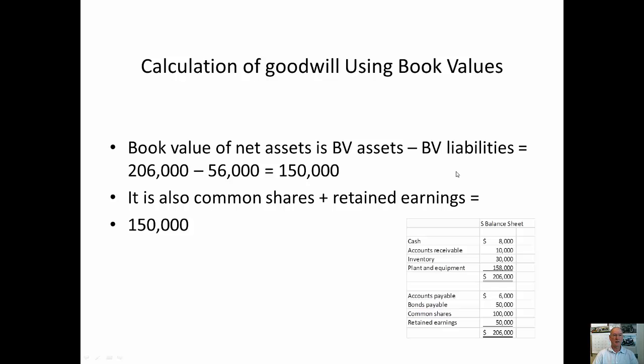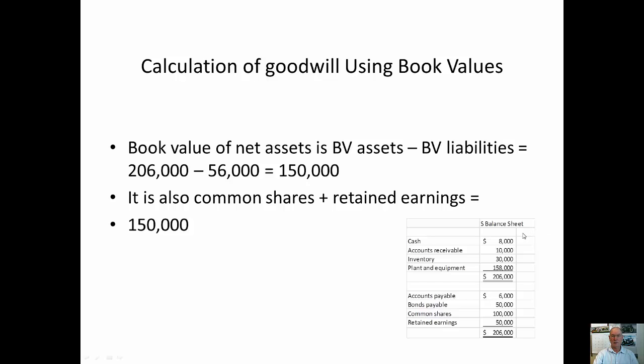Now, the second calculation uses book values, and this is where you calculate an acquisition differential and allocate that acquisition differential to fair value increases or decreases, and then come up with goodwill again. The thing is, now you have a check figure and you will come up to the same number.